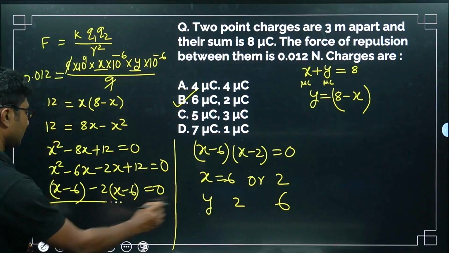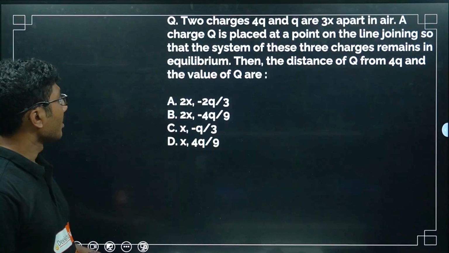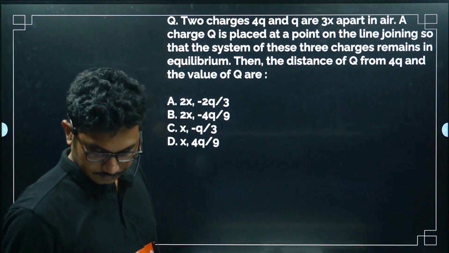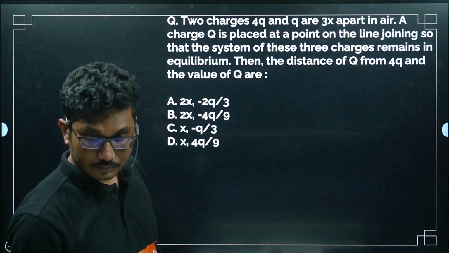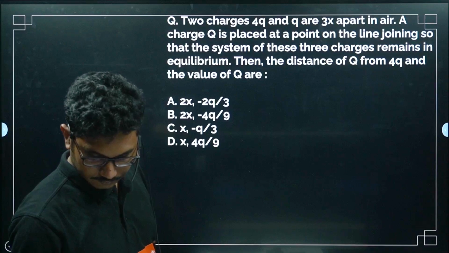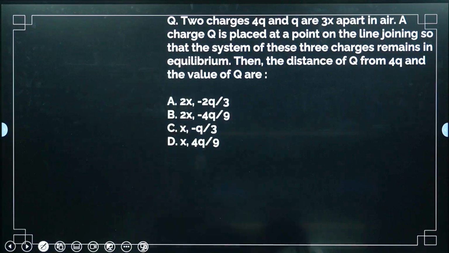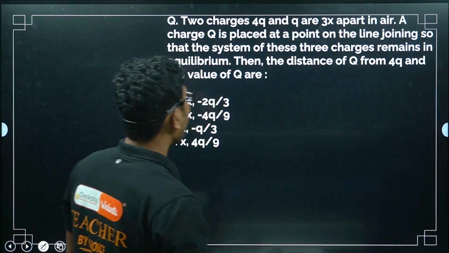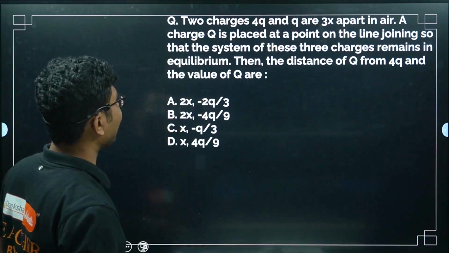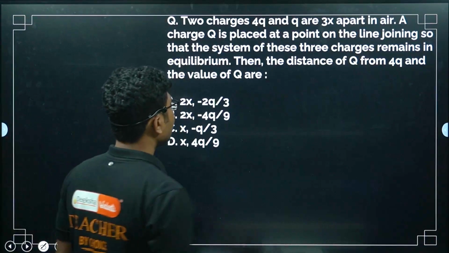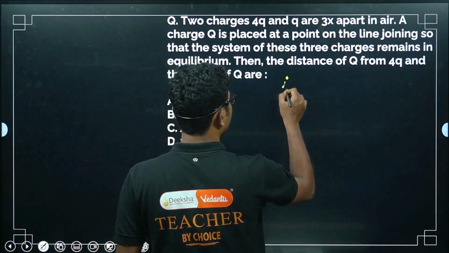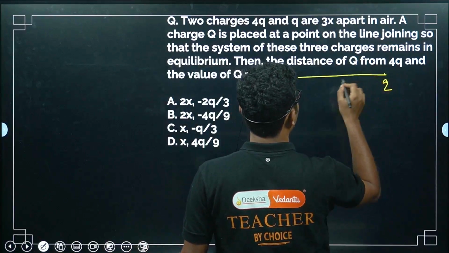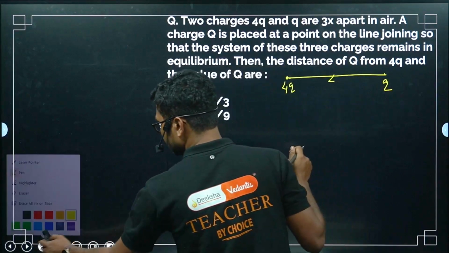Simple method for this. Now, two charges 4q and q are 3x apart in air. So one charge is 4q, another one is q, and they are separated by a distance 3x.